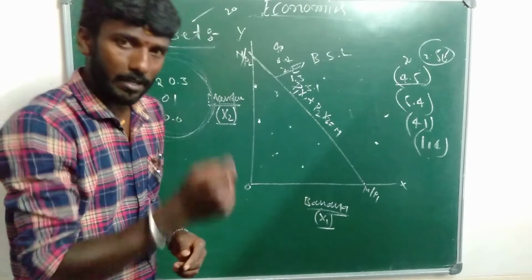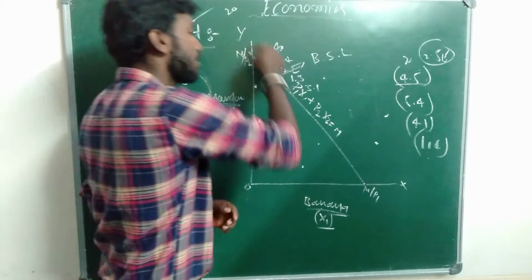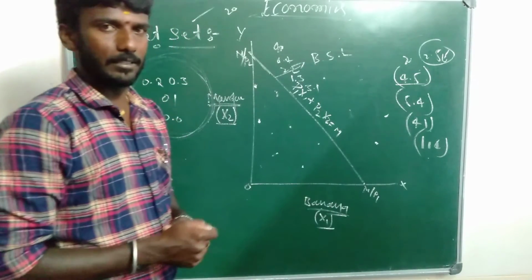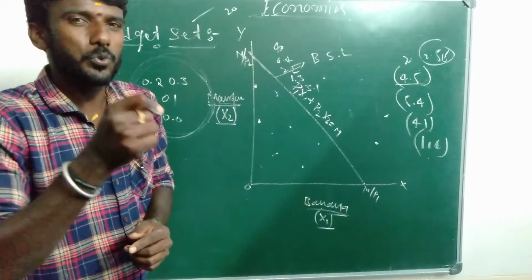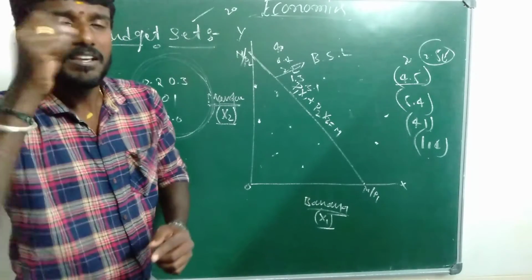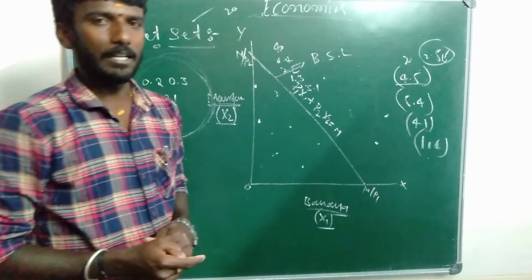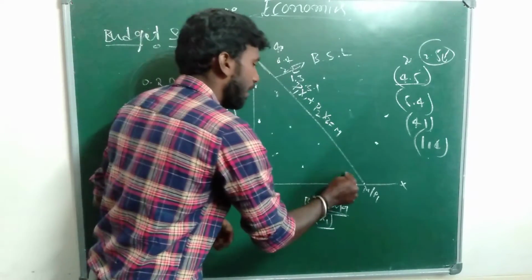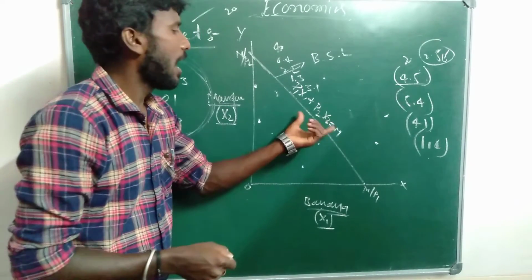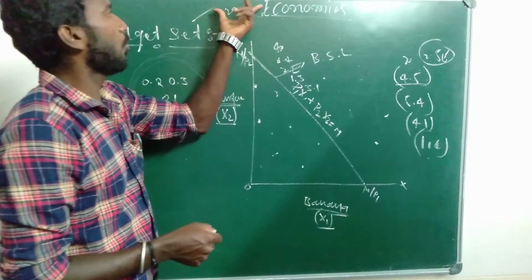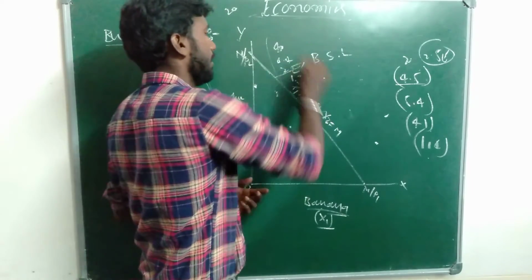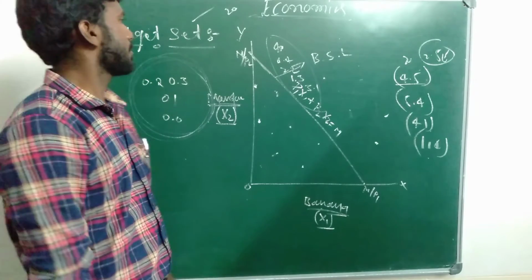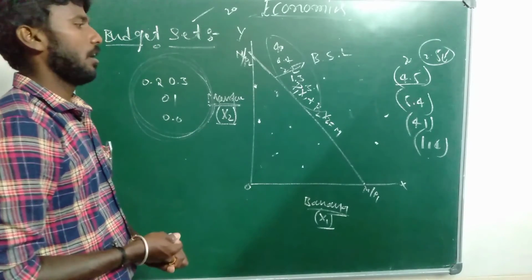Or if any bundle is located on this line, then that bundle's cost is exactly equal to the consumer income. Any bundle located on this line has a cost equal to the consumer's income, like these bundles. So this is the concept of the budget set with the help of the diagram.